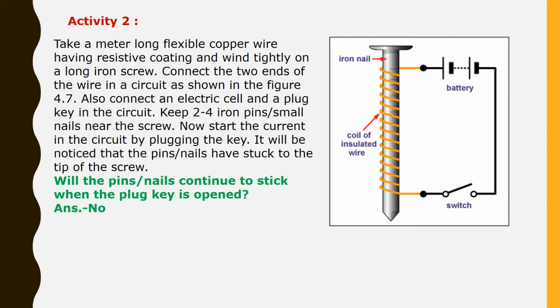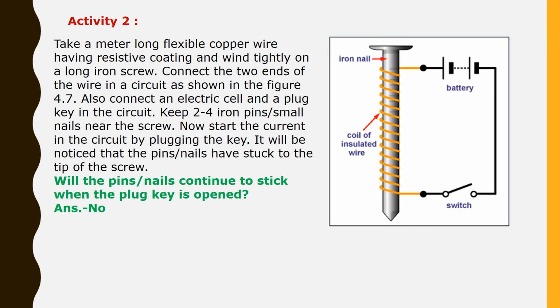Now keep 2 to 4 iron pins or small nails near the screw. Afterwards you have to start the current in the circuit by plugging the key. It will be noticed that the pins or nails stick to the tip of the screw because there is electric current passing in the circuit. And when there is electric current passing in the circuit, obviously these pins will stick to this iron screw.